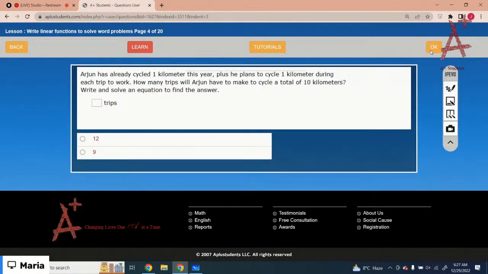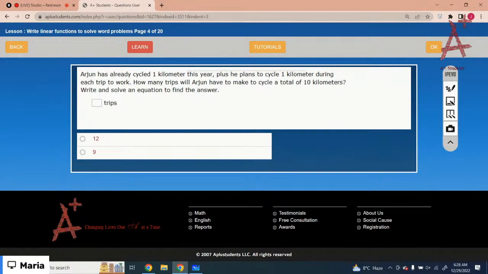Arjun has already cycled 1 kilometer this year. Plus, he plans to cycle 1 kilometer during each trip to work. How many trips will Arjun have to make to cycle a total of 10 kilometers? So he has 1 kilometer already, and he plans to cycle 1 kilometer during each trip to work. So the equation would be d equals 1t plus 1. And he has to calculate for 10 kilometers.